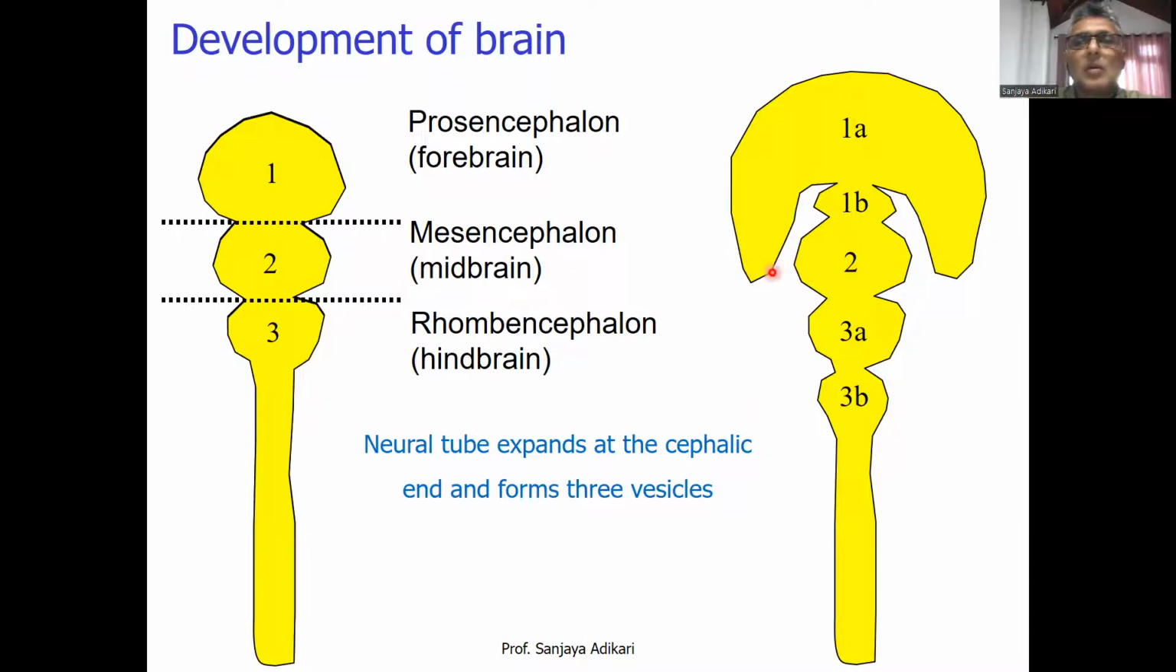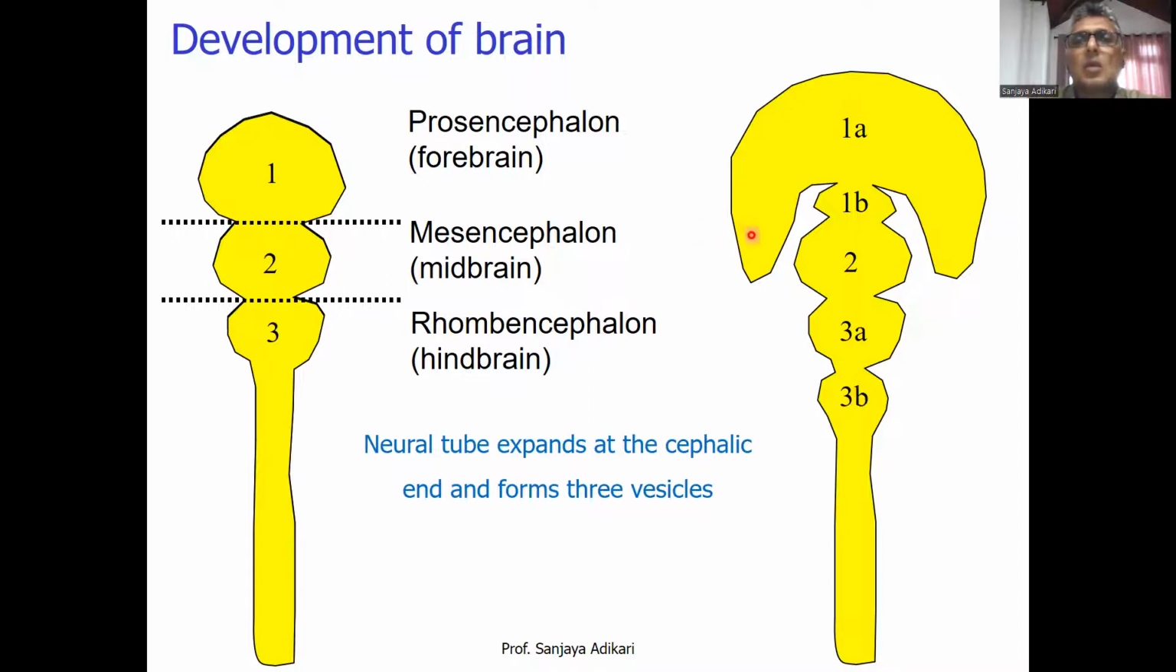Then the second one, the midbrain vesicle, as you can see here, remains as it is. It doesn't divide or enlarge too much. Throughout, it remains as it is. And the third one, the hindbrain vesicle, again divides into two parts. I have labeled them as 3A and 3B.